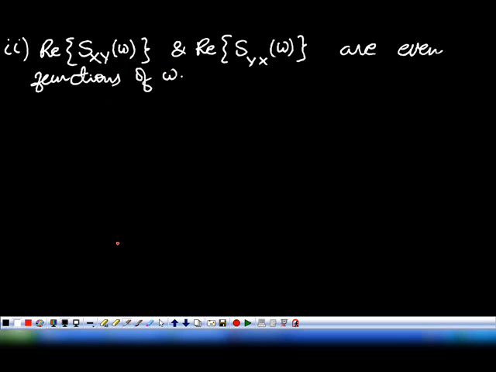We already know that Sxy of omega is a complex quantity. See the difference between the power spectral density and cross power spectral density. Power spectral density is real. Why? Because of the limit as T tends to infinity of the expectation of mod X of T whole square divided by 2T. Because the right hand side is always real, the left hand side is also real. But Sxy of omega and Syx of omega are complex, so they have a real part and an imaginary part. That is the difference. Can you prove this?